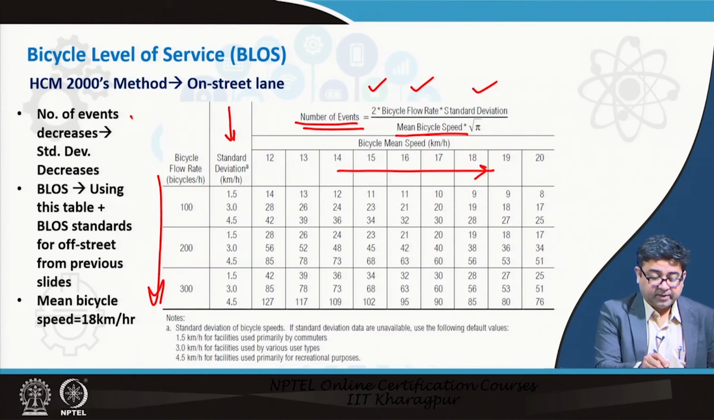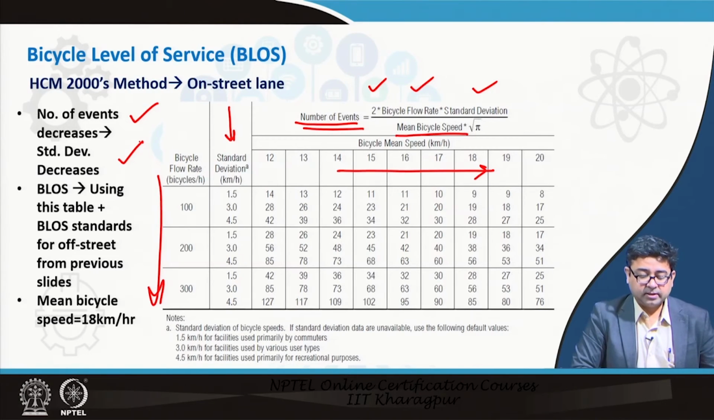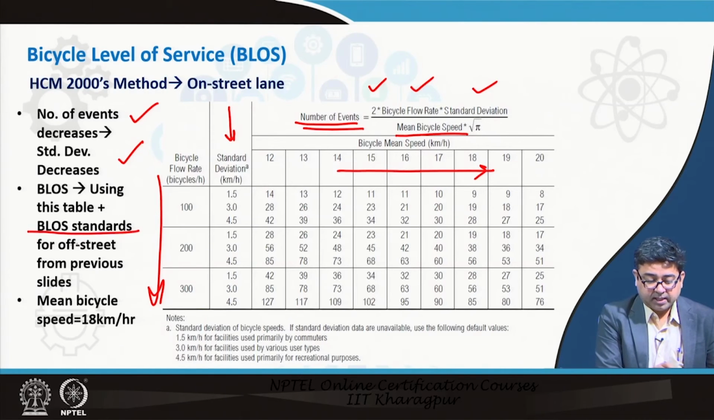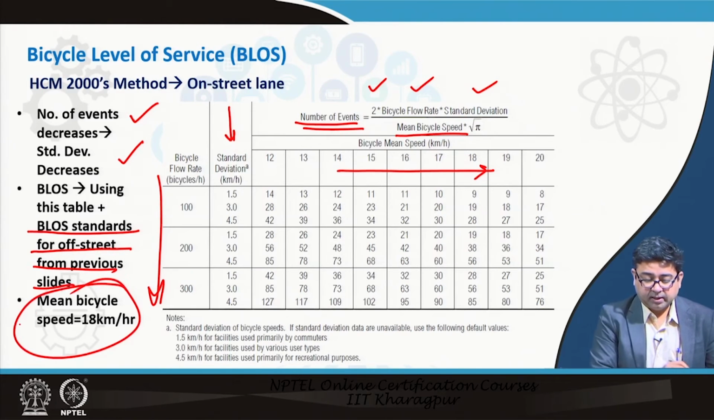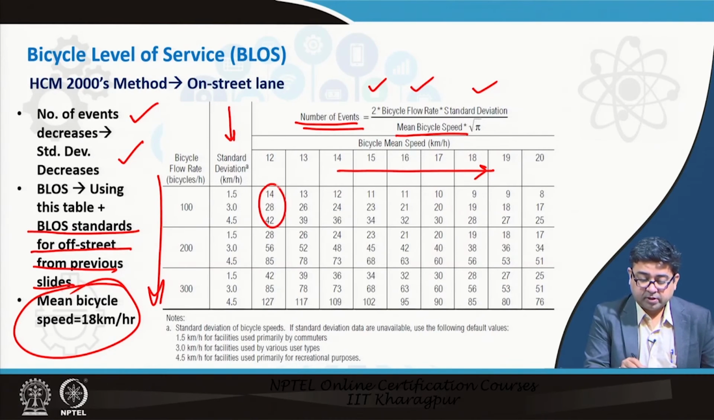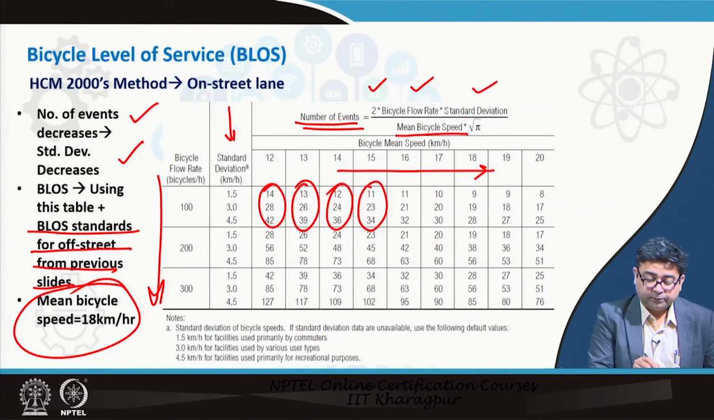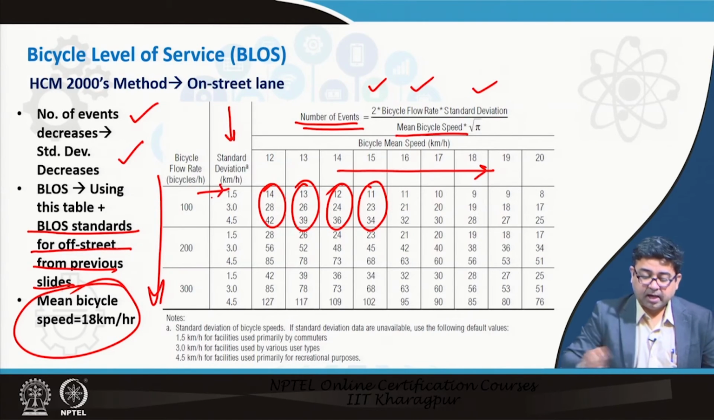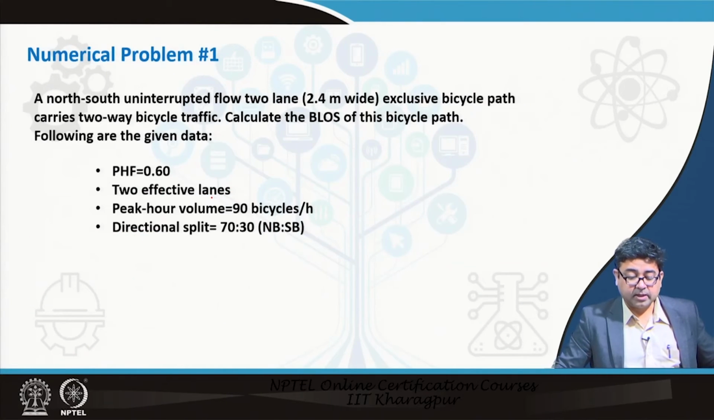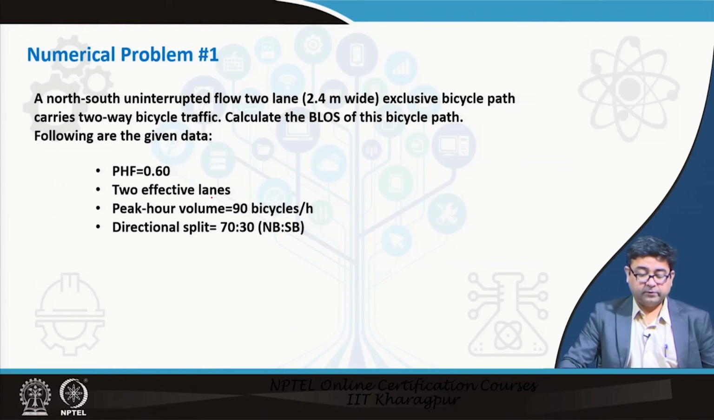As the number of events decreases, the standard deviation of the speed also decreases, and the bicycle level of service uses this table plus the BLOS standards for the off-street facilities from the previous slides. A mean bicycle speed of 18 kilometers per hour is considered. These are all values of number of events that take place for such a flow rate and standard deviation. We will give you an example and it will be easier for you to follow.